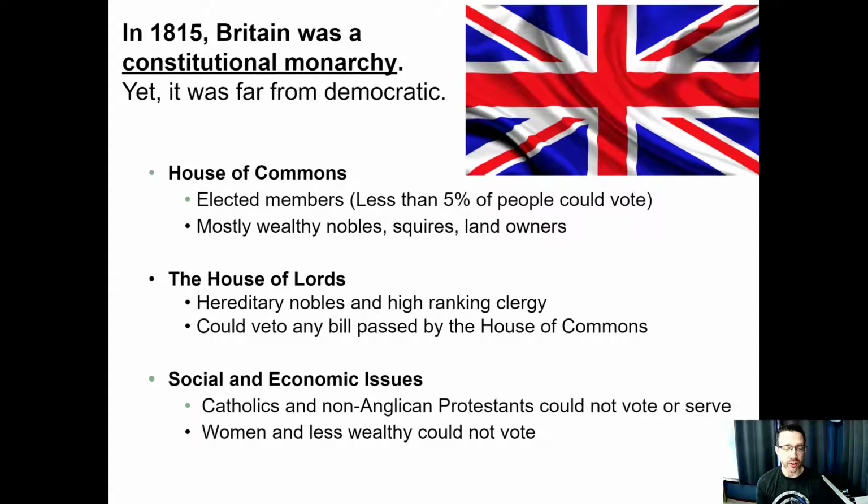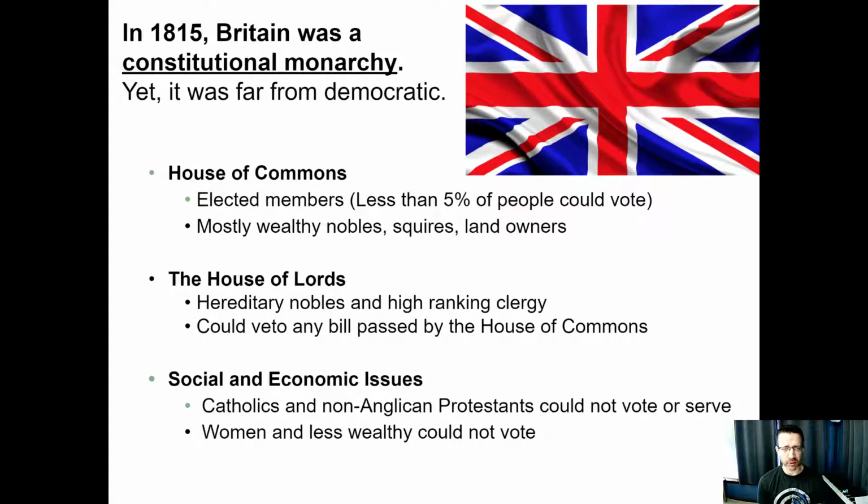And then we had the House of Lords. They were hereditary, meaning this right to be a lord or some sort of royalty or landowner was passed down. It also included some high-ranking clergy as well. And they could veto any bill passed by the House of Commons. So in a way, the House of Lords had a lot more power.